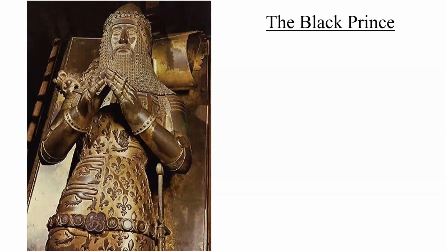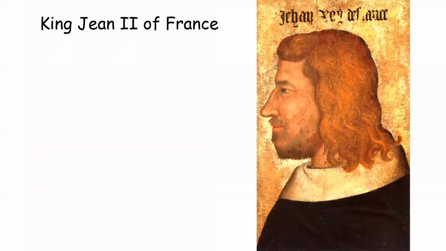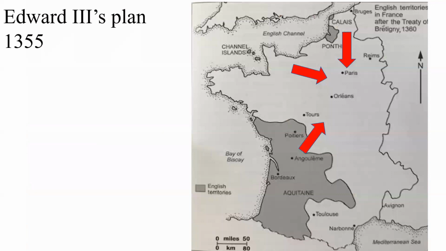Now, in the 9 years that followed Crécy, there were few major confrontations, and King Philip of France died in 1350 and was succeeded by King Jean II. Well, in 1355, King Edward set in motion a three-pronged attack on France. The plan was for two armies to threaten Paris, one from the north, one from the west, whilst another army distracted the French by attacking from Gascony in the south. That southern army, 6,000 strong, was led by the Black Prince.